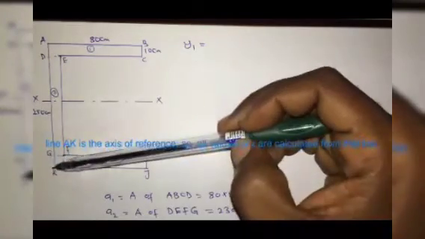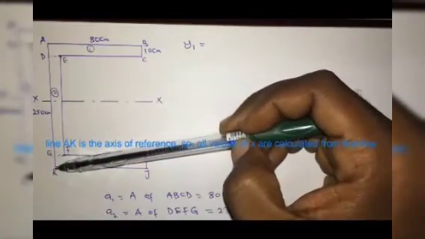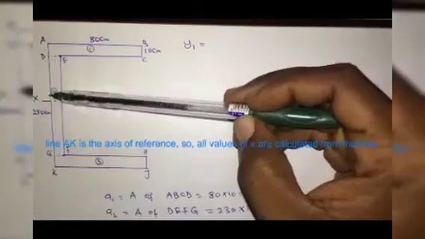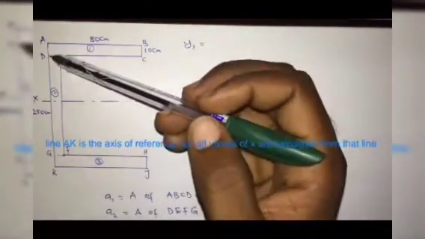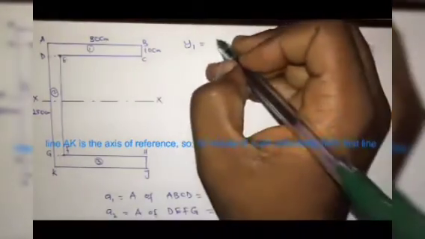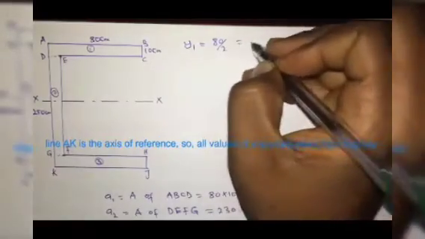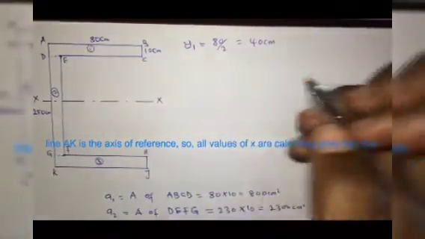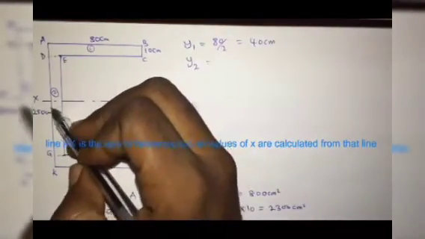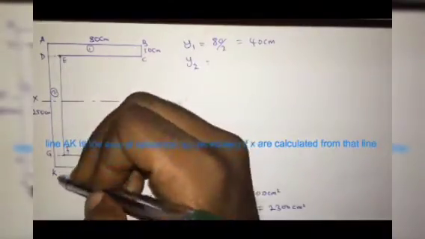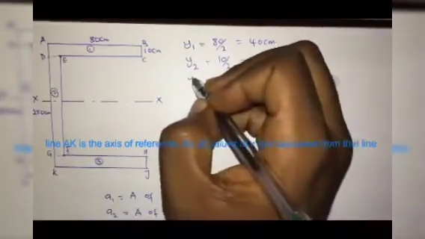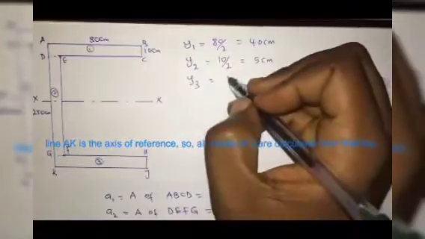The next thing is to determine the axis of reference. Since we want the centroid along the x-axis, we are not starting from the bottom now. The axis of reference is going to be the first line from the left, and in this case it is the line AK. So you are starting from left to right. So starting from the left for y1, this is a mistake, it's supposed to be x1.